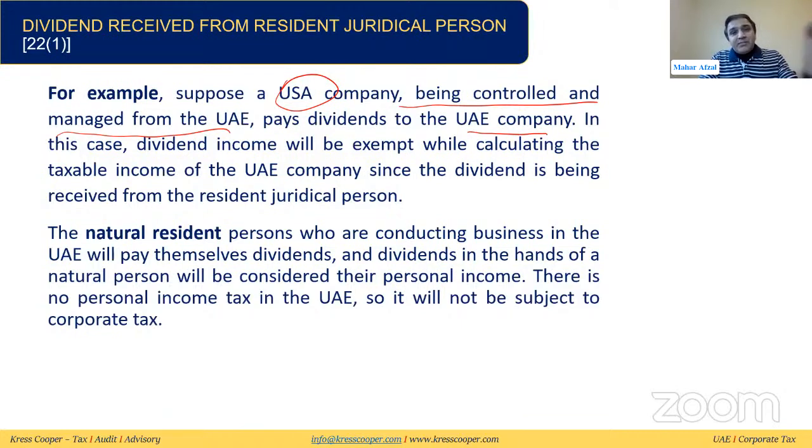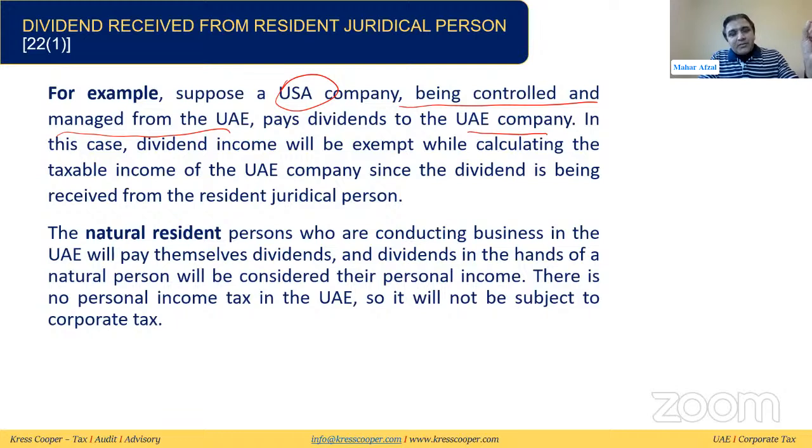Because this company is being controlled and managed from the UAE, it doesn't matter wherever the company is. So I think we all are very clear that if the dividend or other profit distribution is being received from a resident juridical person, that dividend, that profit distribution will be exempt in the books of the taxable person. Now the question arises, if this amount is being received from the natural person who is conducting the business.